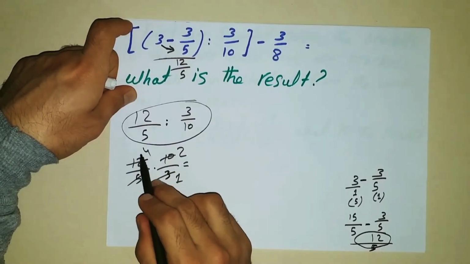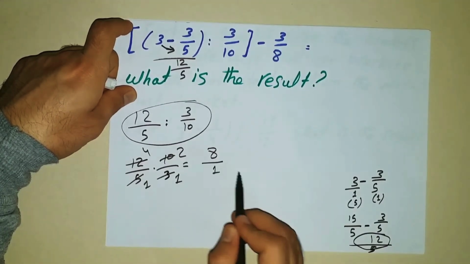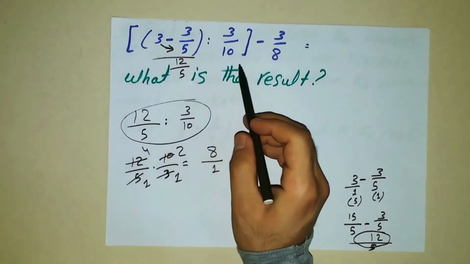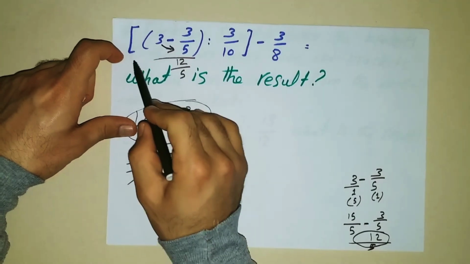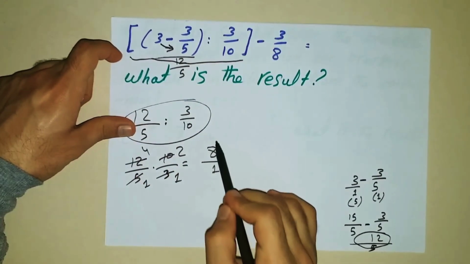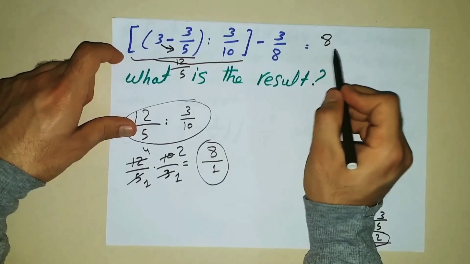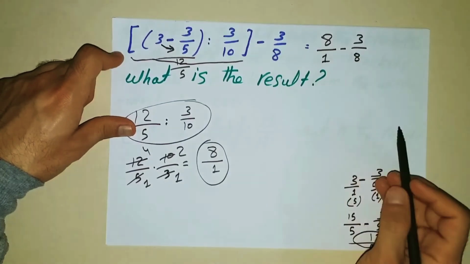Now I can multiply them. 4 twos are 8, 1 one is 1. So this whole bracket will give me 8 by 1, and minus 3 by 8. 8 by 1 minus 3 by 8.